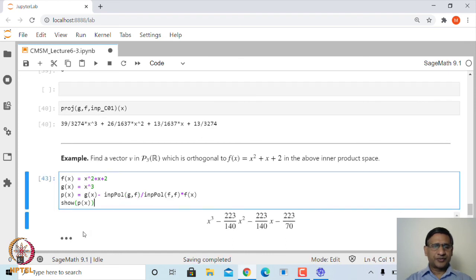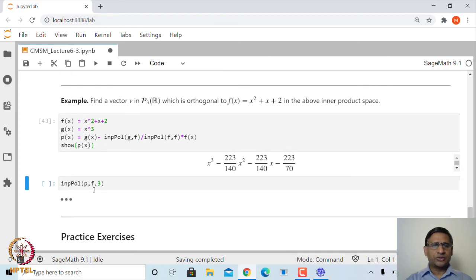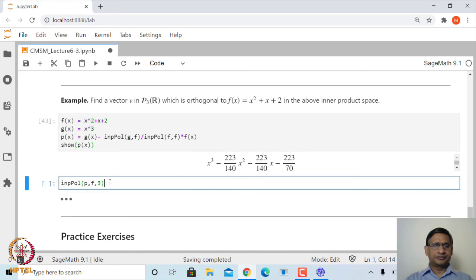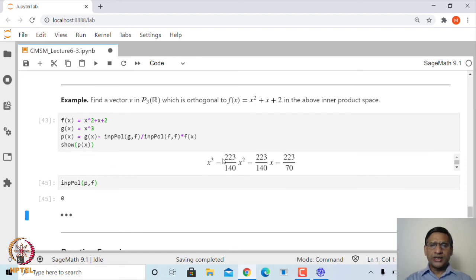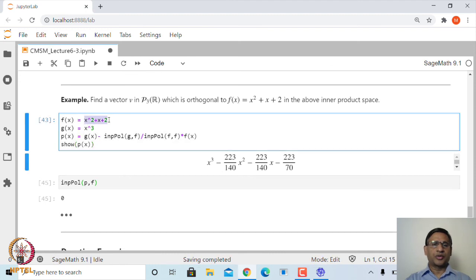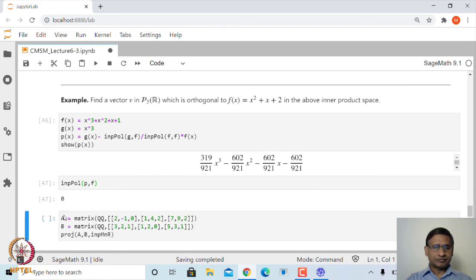And now, let us check whether p is perpendicular to f. This 3 is right, that is correct. So, we have found a polynomial which is orthogonal to the given polynomial x square plus x plus 2. If I change this, for example, if I say x cubed plus x square plus x plus, let us say 1, and take any g which is different from this f, this will work. So, now again you can check whether p is perpendicular to f. That is correct.